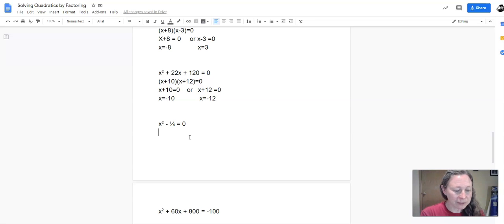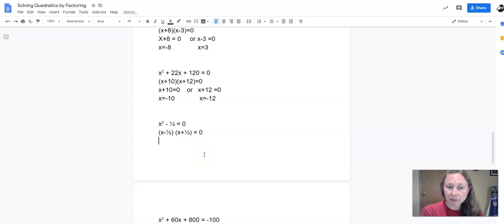So for the factoring of a difference of squares, it would be x minus 1/2 times x plus 1/2 equals 0. And then I treat each of those as an equation to solve. X minus 1/2 could equal 0, or x plus 1/2 could equal 0, and therefore x must be +1/2, or x is equal to -1/2.